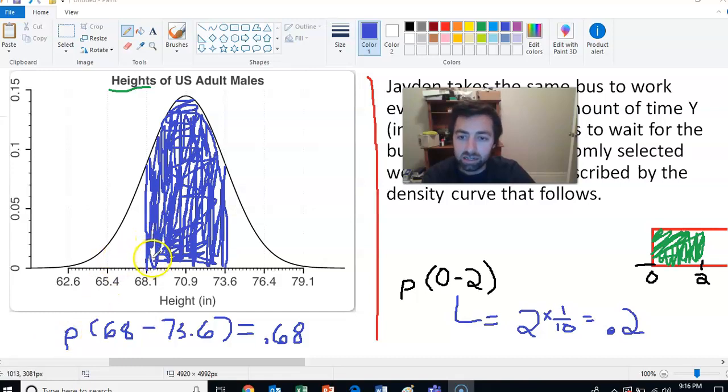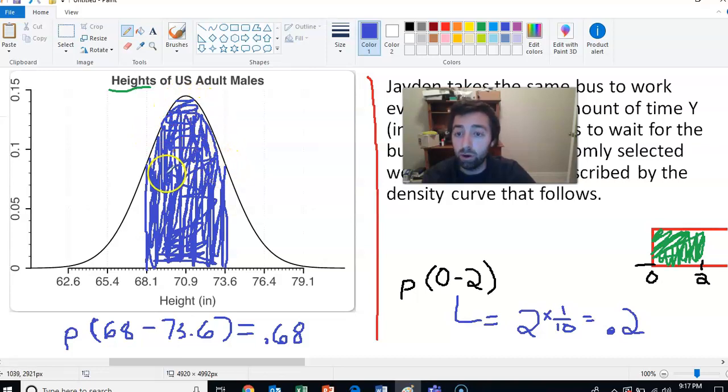Alright guys, I think I got cut out at the very end of that last video. The point I was making is that if we wanted the probability that a person will be between 68 inches and 73.6 inches, then we would just shade that area under this curve.